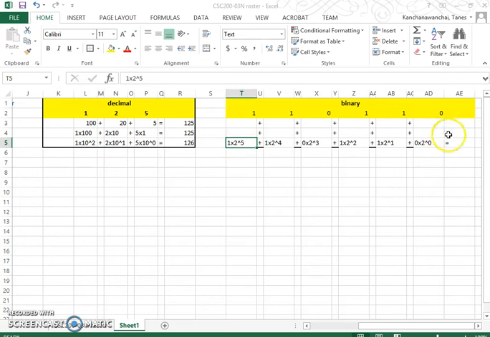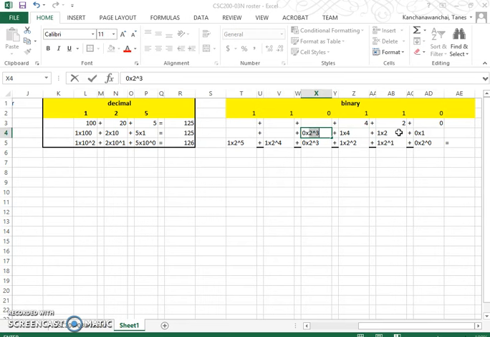And then what we need to do is, 2 to the 0 is what? 1, so 0 times 1. And that's going to be 0, right? 0 times 1 is 0. And 2 to the 1 is 2, so 1 times 2 is what? 2. 2 to the 2 is 4, that's 1 times 4. And 1 times 4 is 4.